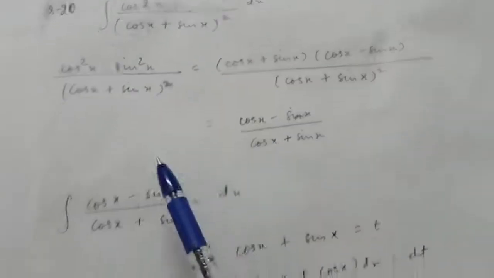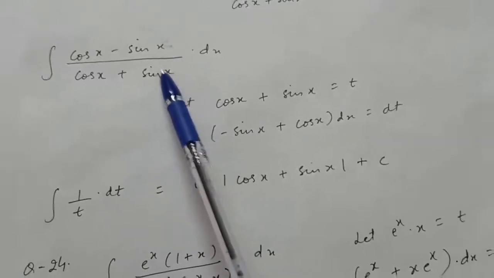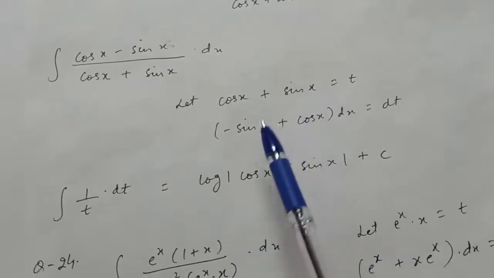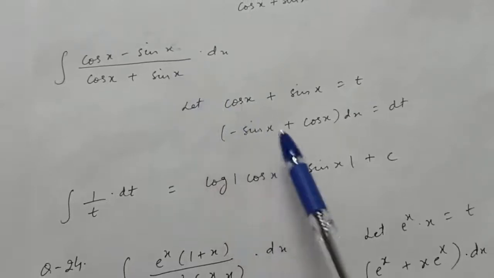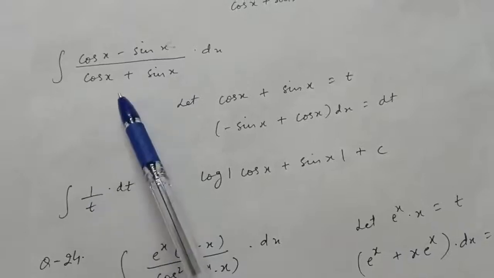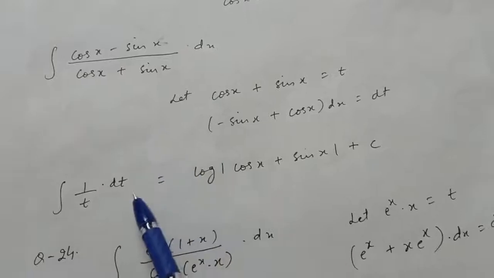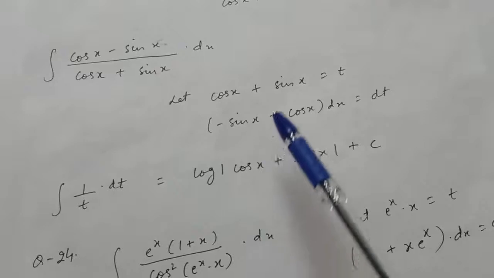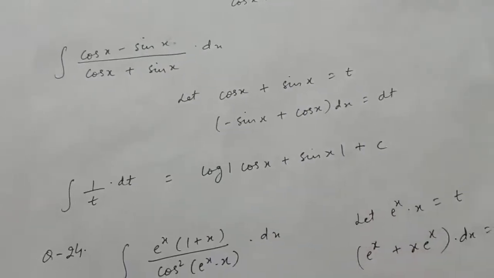Now this integral becomes the integral of (cos x minus sin x) upon (cos x plus sin x). Now if you take the denominator as equal to t, then the derivative of this is minus sin x plus cos x, which is the numerator only. So the integral becomes, in place of cos x plus sin x, t, and in place of numerator into dx, dt. Now the integral of 1 by t is log t, and in place of t, write this value: log mod of cos x plus sin x plus c.